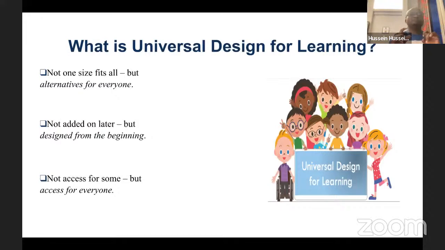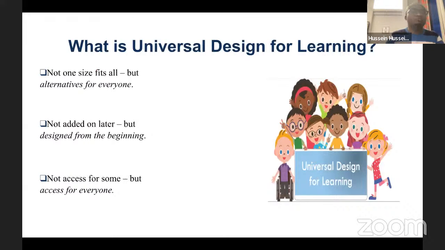Kwa hiyo UDL inasema when you plan your lesson, you have to include the alternative ways during the beginning, but also not access for some, but access for everyone. So you're supposed to prepare things in order all kids can access it. Kama unatunga mtihani, hakikisha unatunga mtihani ambao watoto wote darasani wanaweza kuwa access, yani wanaweza kujibu huo mtihani. Sio unatengeneza mtihani ambao kidogo wanawajibu watu wachache, wengine hawana uwezo wa kuwajibu.